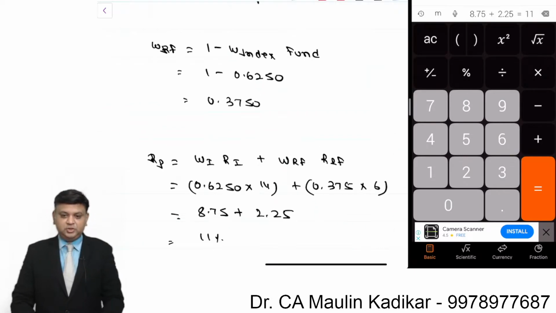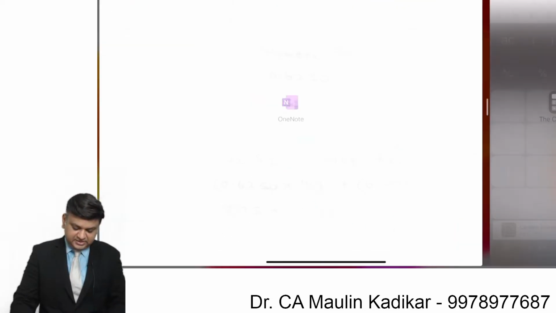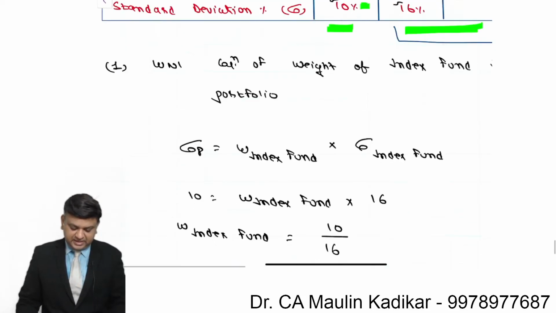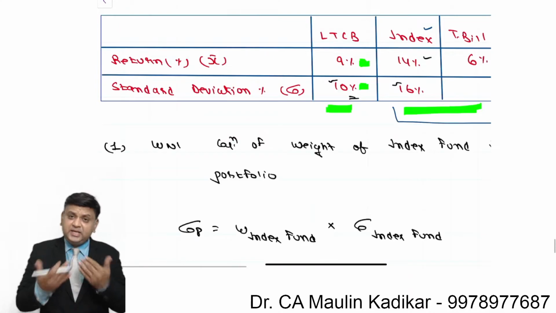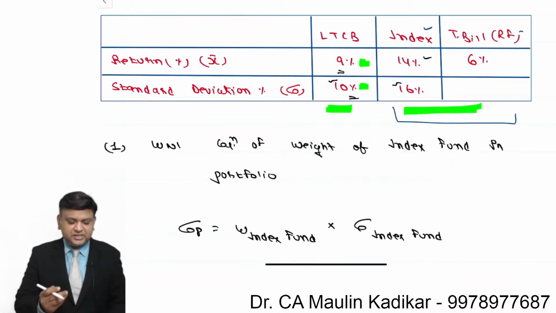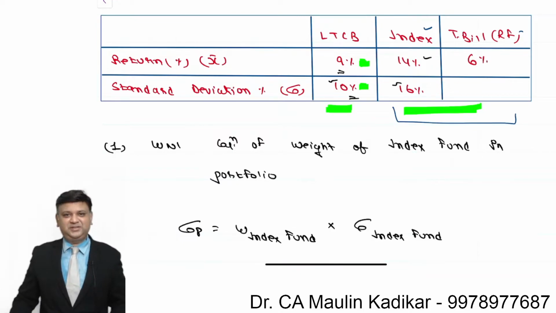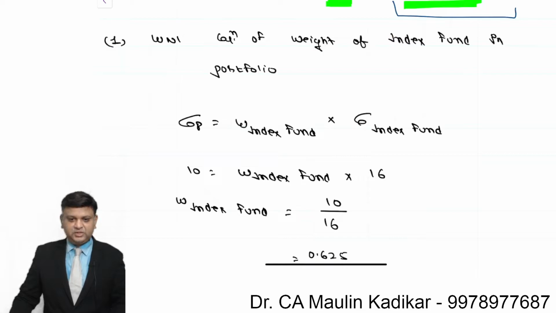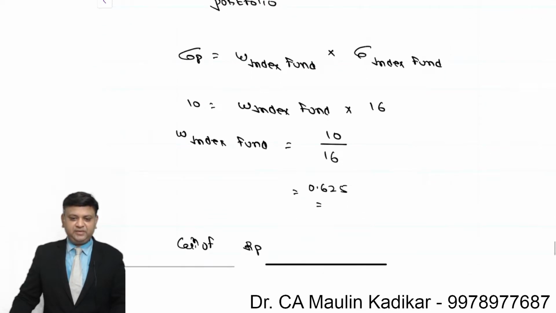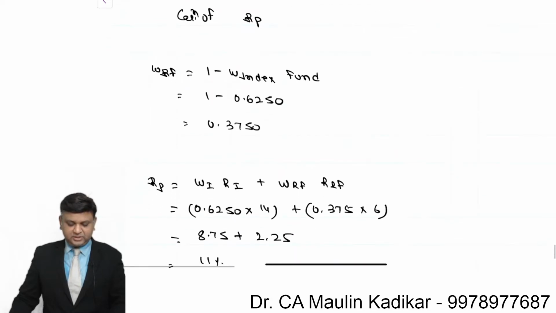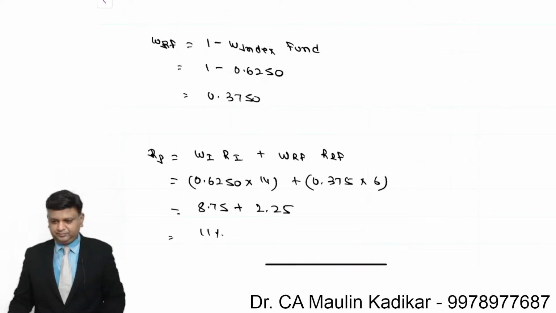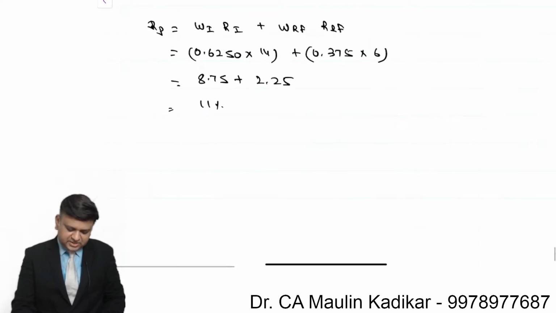Okay. So importantly, what happens? We can see that for the same risk, how much was the risk earlier, 10, and now also the risk is 10. But the return, which earlier was only 9%, will now become 11%. So the return increases with the same risk. So can he improve his rate of return? The answer is yes. That is how we understand it. So please take down the answer. First the weight of index fund and after that the return of the portfolio. Please write down the answer.